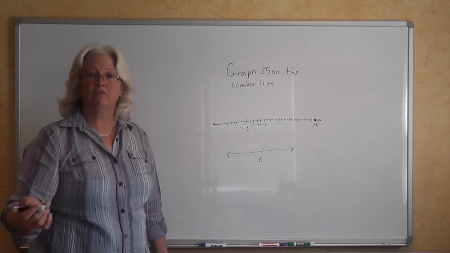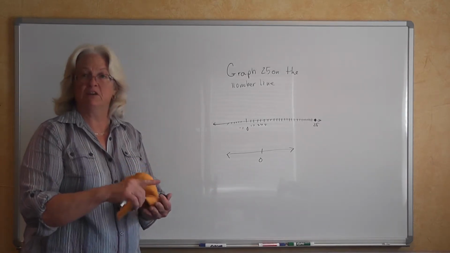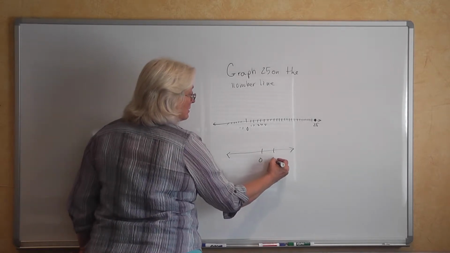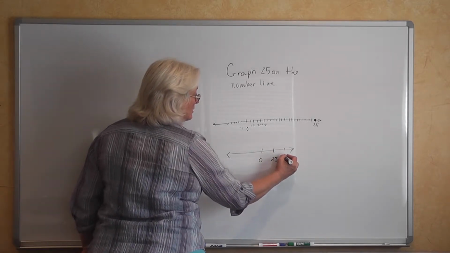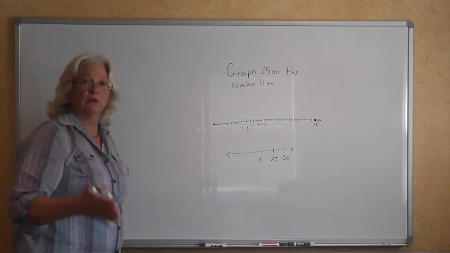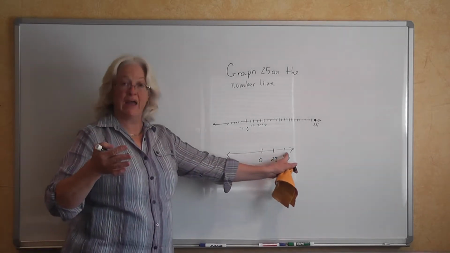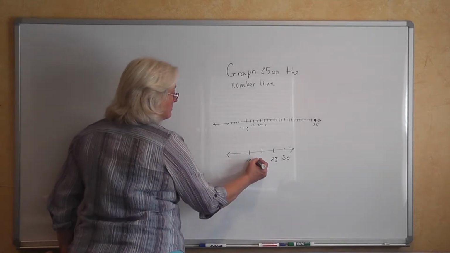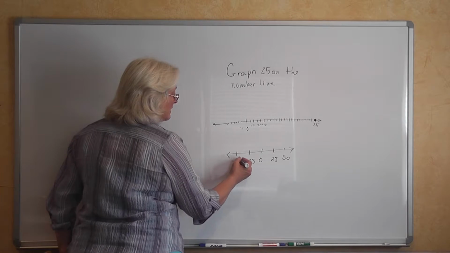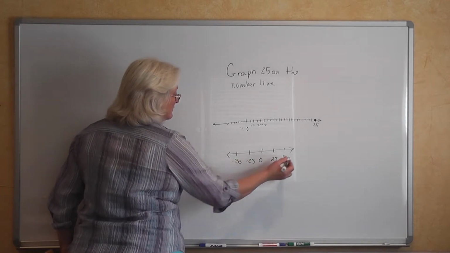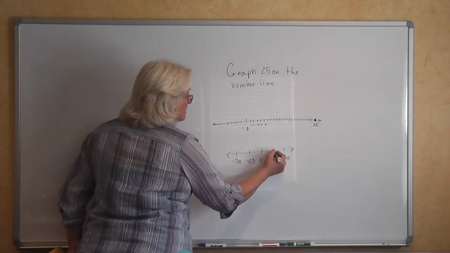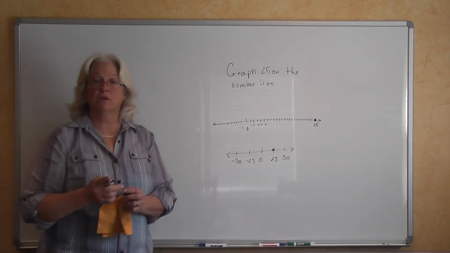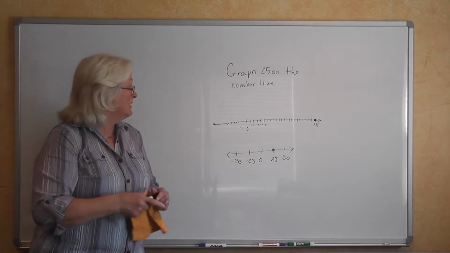How would you count by 25s? 25, 50, 75, 100. Pick your 0. 25. Do another, identify another hash mark on that number line so that everyone clearly sees your pattern. Negative 25, negative 50. Indicate with a solid dot the coordinate of the point 25.